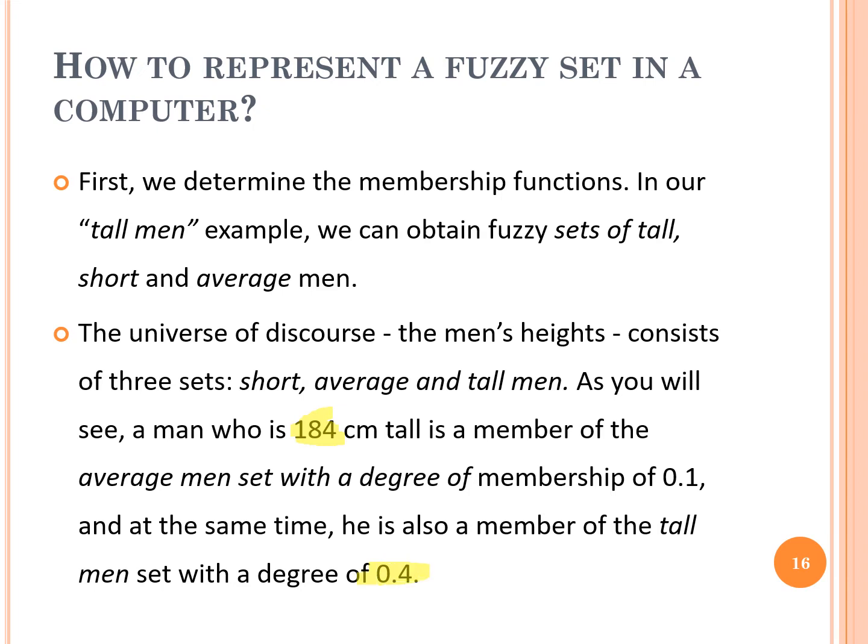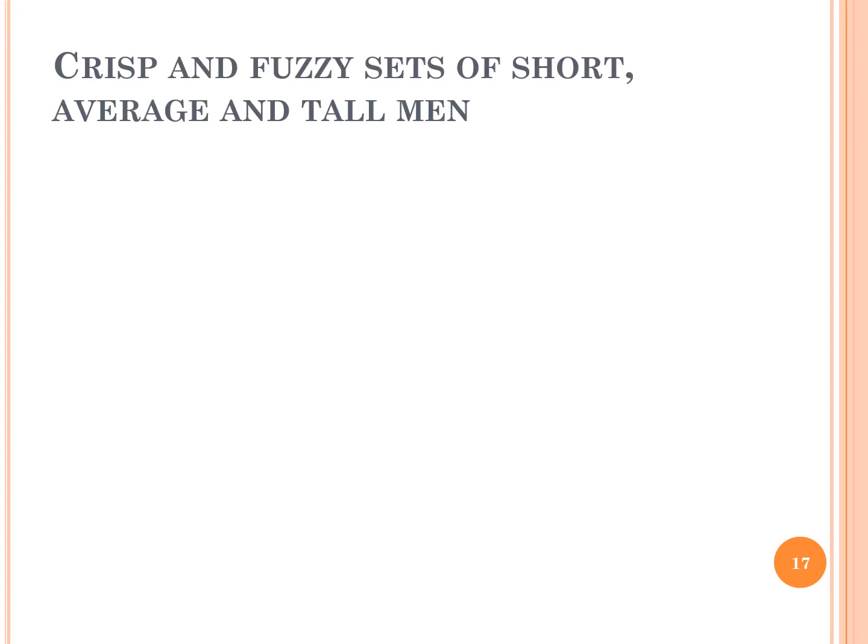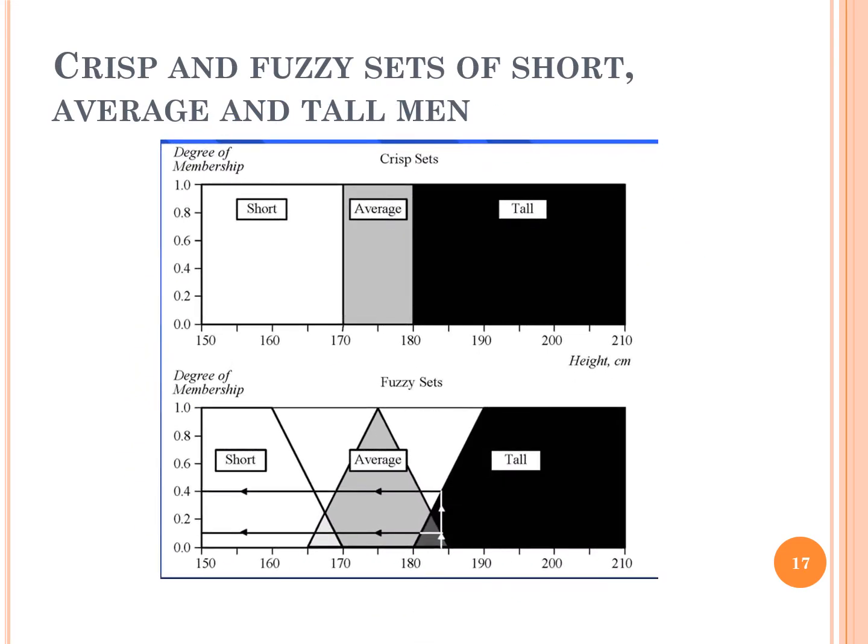Okay, look at 184 centimeter. Okay, this is the crisp set. We use the crisp set. We have a straight line, both of the fuzzy set of short, average, and tall. Here we have a straight line. And then we have a fuzzy set, where we draw a line here.